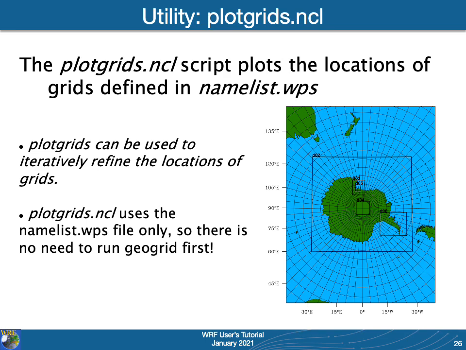The plotgrids script can therefore be used to iteratively refine the location of your domains. For example, you could look at a plot produced by plotgrids.ncl, decide that you wanted to shift one of your domains northward or eastward, go back, make changes in the namelist.wps, and rerun the plotgrids program. And you can iterate back and forth until your domains are located where you'd like them to be. It's important to note that the plotgrids NCL script only parses the namelist.wps file. You don't actually need to run the GeoGrid program in order to see the position of your domains with this script.